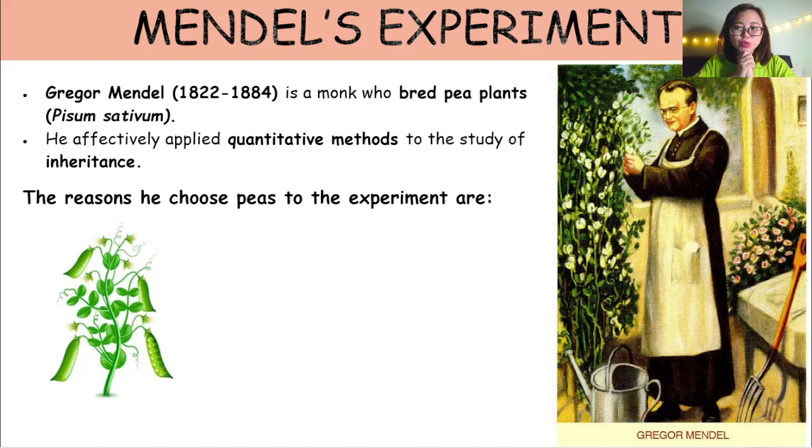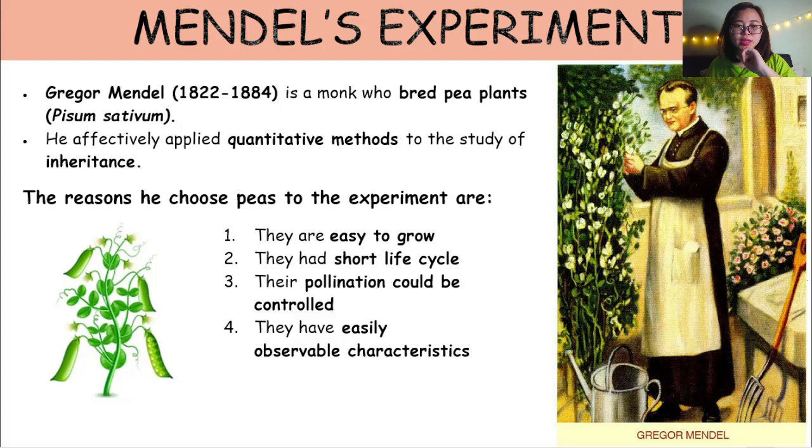And why did he use peas for his experiment? Kenapa kacang peas? Ada 4 sebab utama kenapa dia gunakan kacang pea untuk dia punya eksperimen. Number 1 is they're very easy to grow. Okay, senang untuk tanam. They have a short life cycle. Jadi dia tidak payah tunggu 10 tahun baru dia nampak generasi pertama macam mana, generasi kedua macam mana.